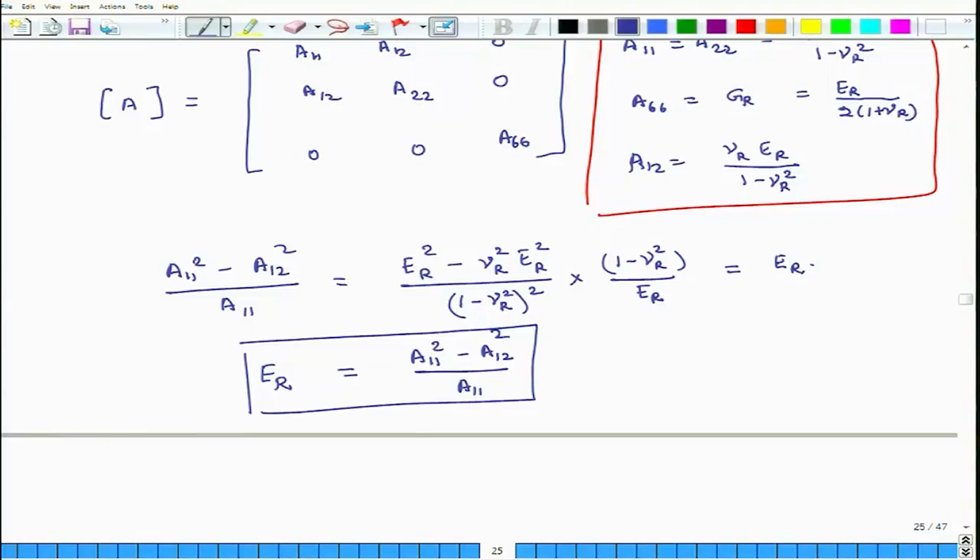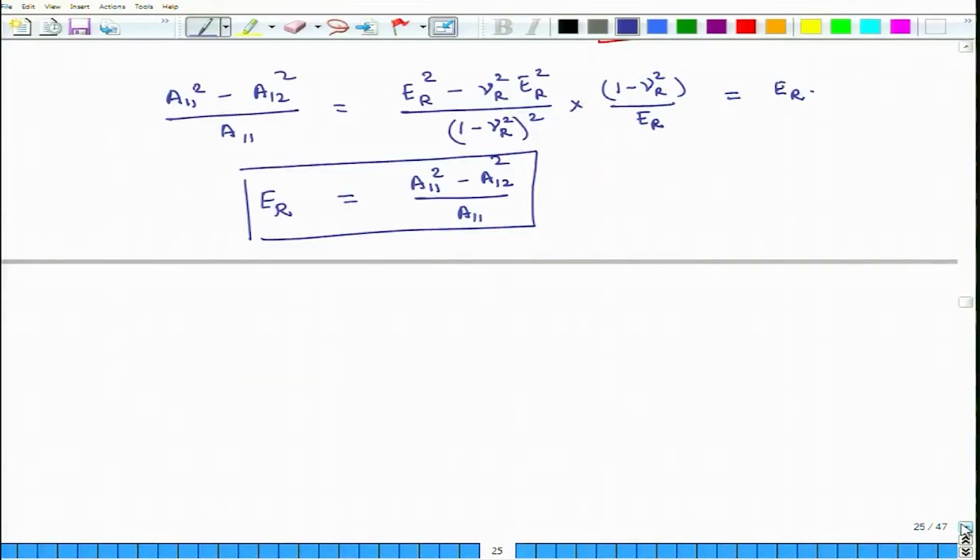Okay. So if for a quasi-isotropic laminate I know A11, A12, then I can say that A11 square minus A12 square divided by A11 will be the Young's modulus of a randomly oriented mat. Okay. Next we will see how G works out. So GR is equal to A66, that is direct because thickness we have assumed as unity. Okay. So this is the second relation, and the third relation is for Poisson's ratio, and what do we do?